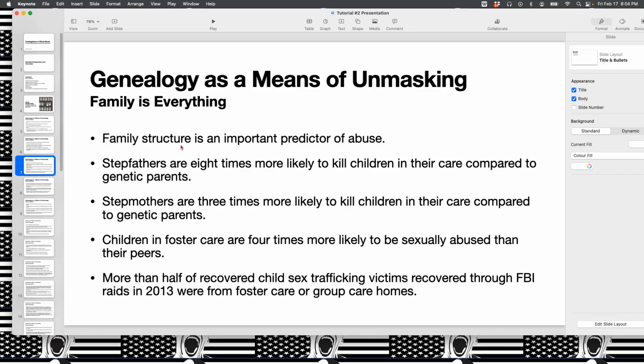So, family structure is another important predictor of abuse that we would look at. If you have a stepfather in the home, that is an incredible indication that a child is at risk for abuse. They're 8 times more likely to kill children in their care compared to genetic or biological parents. Stepmothers are 3 times more likely to kill children in their care compared to genetic or biological parents. You've got children in foster care who are 4 times more likely to be abused than their peers who are with their biological parents. So, more than half of recovered sex trafficking victims recovered through the FBI raids in 2013 were from foster care or group homes.